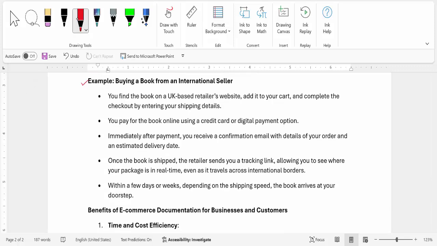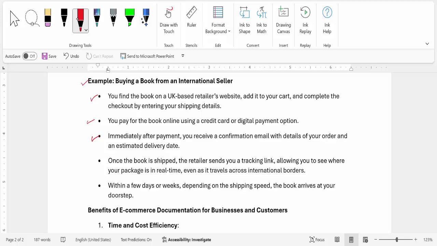Example: buying a book from an international seller. Imagine you're a student in India and you need a specific textbook that's only available in the UK. Here's how e-commerce makes it simple. You find the book on a UK-based retailer's website, add it to your cart, and complete the checkout by entering your shipping details. You pay for the book online using a credit card or digital payment option.